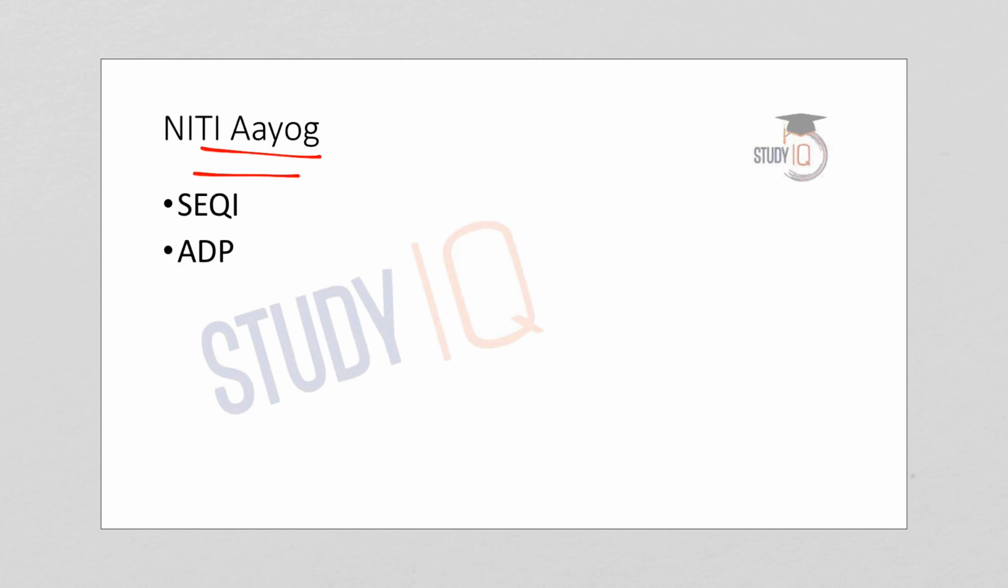Now if we understand NITI Aayog's approach in this regard, we should understand the School Education Quality Index and the Aspirational Districts Program. So NITI Aayog insists on improving cooperative federalism. It tries to achieve the target of cooperative and competitive federalism. Now we will see what is SEQI, the School Education Quality Index.